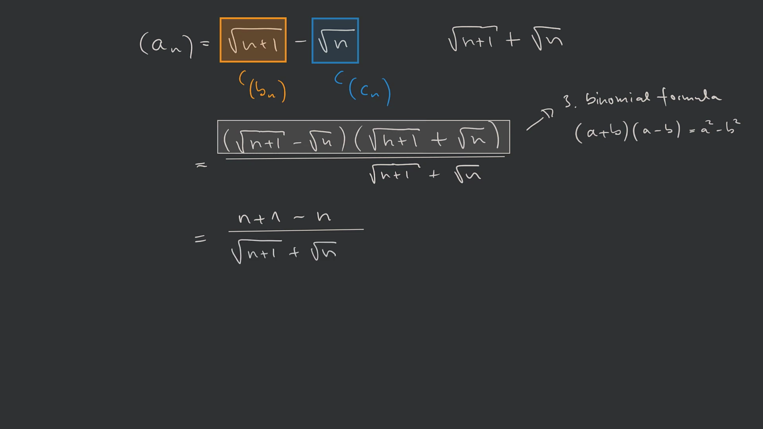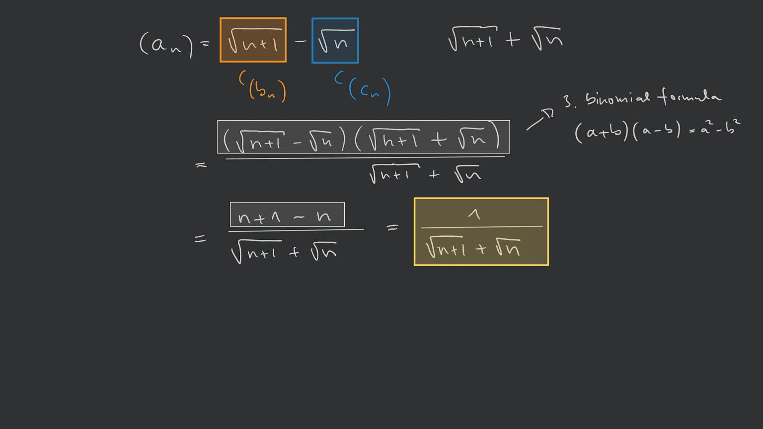But now the numerator gets very easy because we have n plus 1 minus n, which is simply 1. So there's only the number 1 remaining. And you see how that simplifies. And we still have the denominator square root of n plus 1 plus square root of n. So now let's examine this expression in the yellow box more closely. First, it's easy to see that this expression is always greater than or equal to 0.